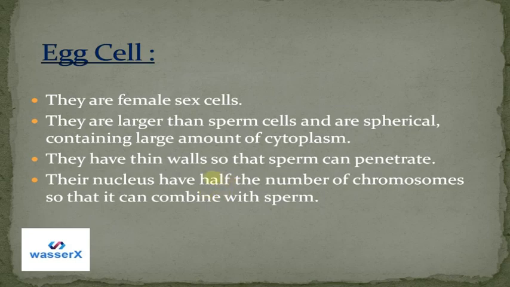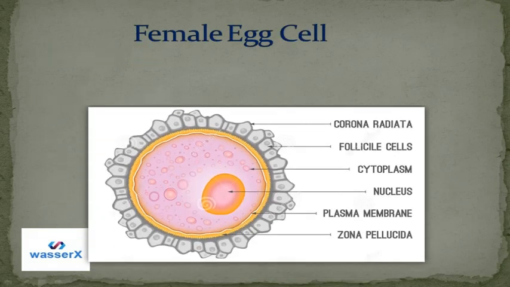And the nucleus has half the number of chromosomes so that it can combine with the sperm. They have n chromosomes, and the sperm cell will also have n chromosomes. So to form the zygote, they will combine and form the zygote, which will have 2n composition, right? So this is how egg cells are made. And egg cells look like this.